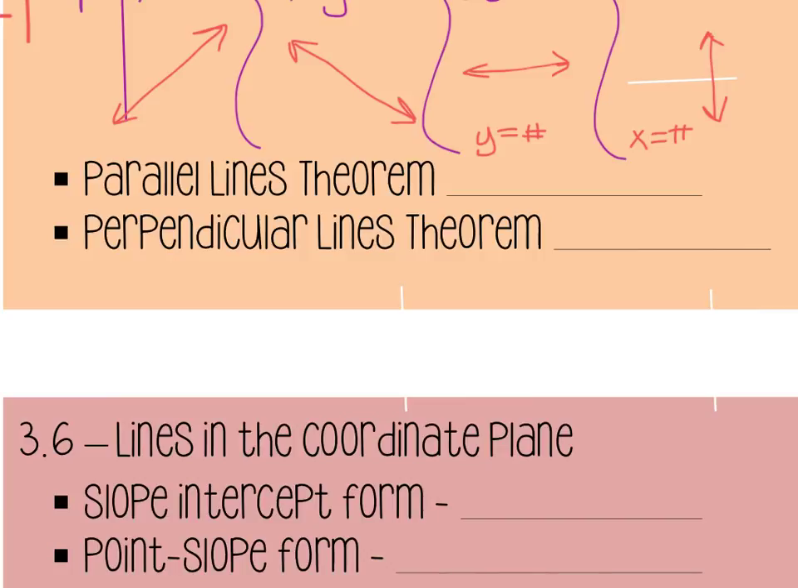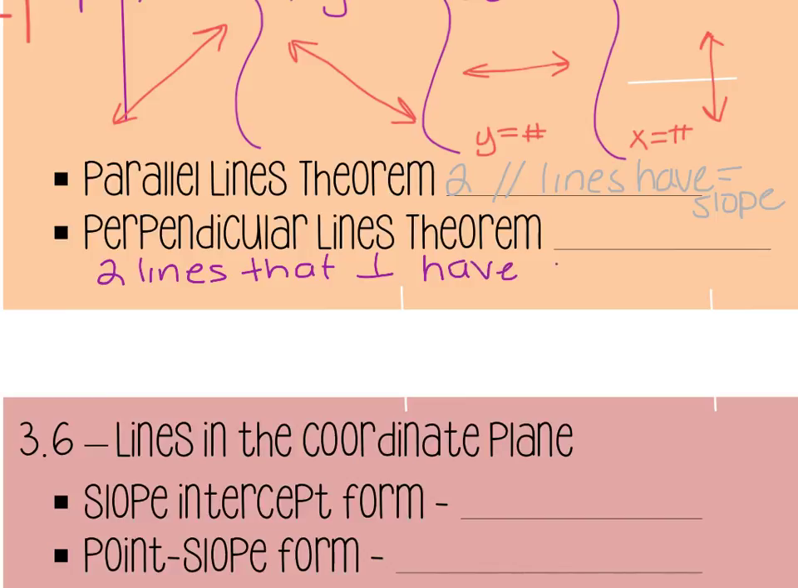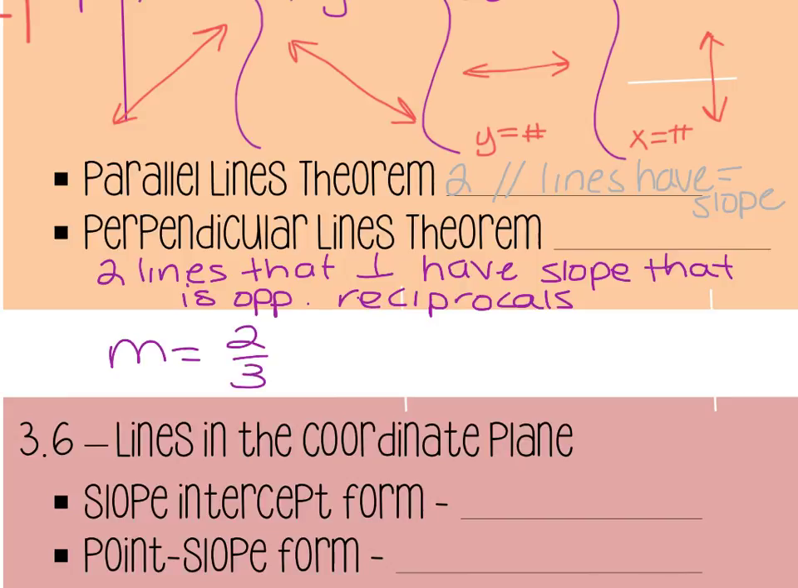The parallel lines theorem says that two lines that are parallel have the same slope. And the perpendicular lines theorem says that two lines that are perpendicular have slopes that are the opposite reciprocals of each other. So if I had the slope of one line and it was 2/3, the slope of a line that's perpendicular to it would be negative 3/2. So the sign has to change and the number has to flip.